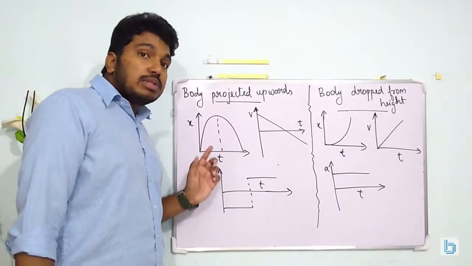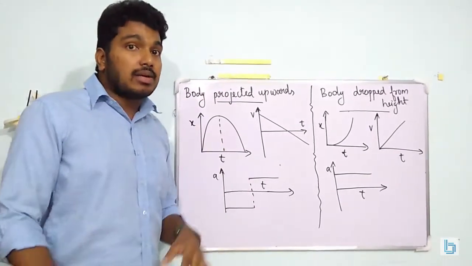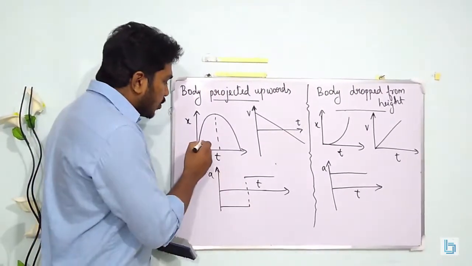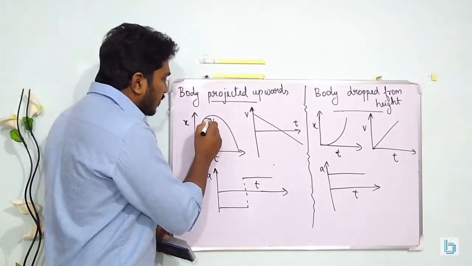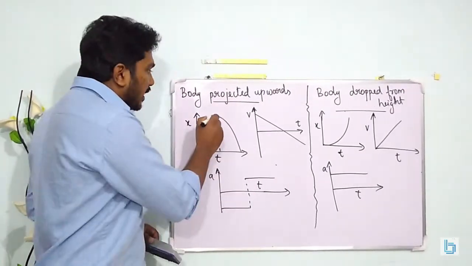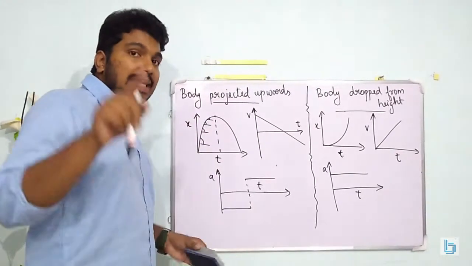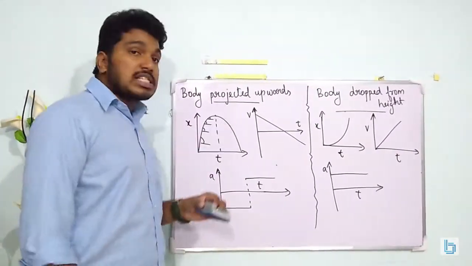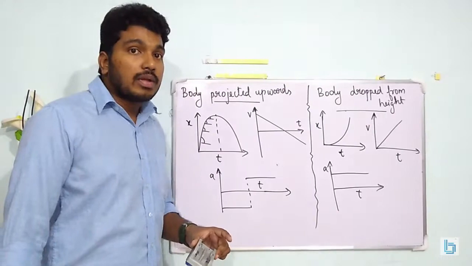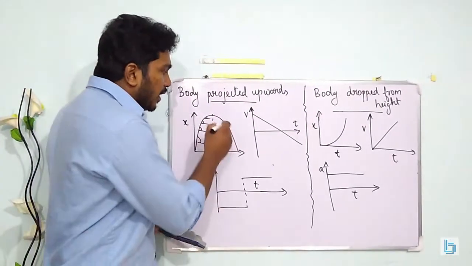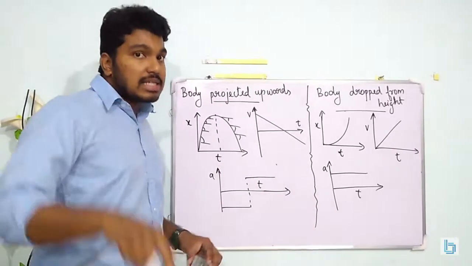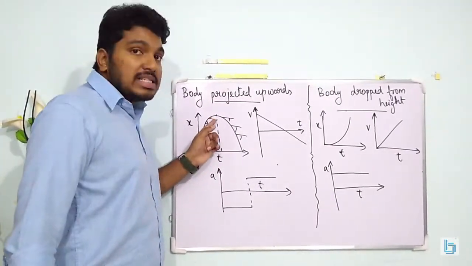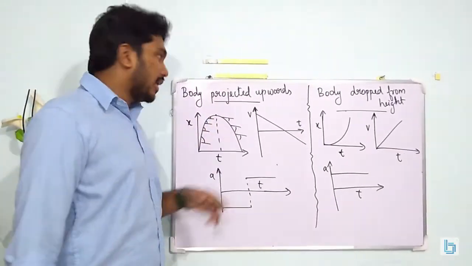So we know that when the object is going upward, it has a deceleration of minus g, right? As you can check here, the slope is actually decreasing, which means the velocity is decreasing. Till the maximum height, the velocity keeps on decreasing, and at maximum height the velocity becomes 0. So it is deceleration there. And when it comes downward, again the slope is increasing, which means it is acceleration. So up it is deceleration, down it is acceleration.